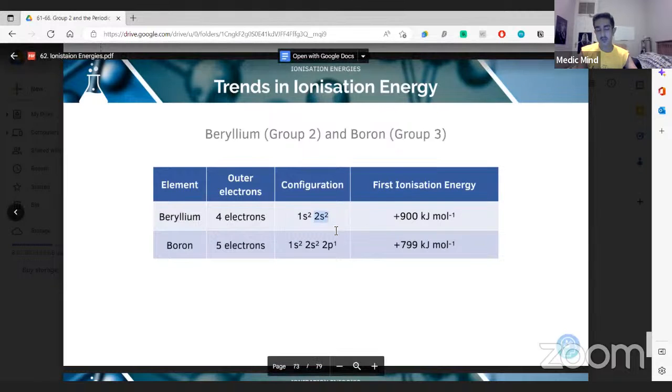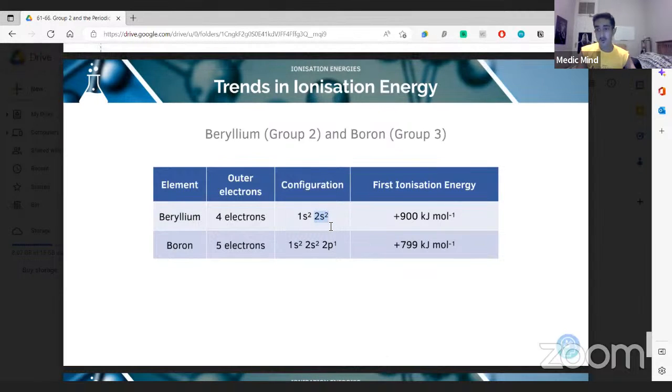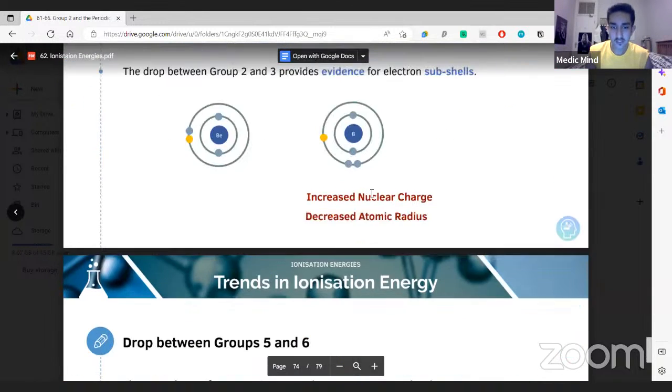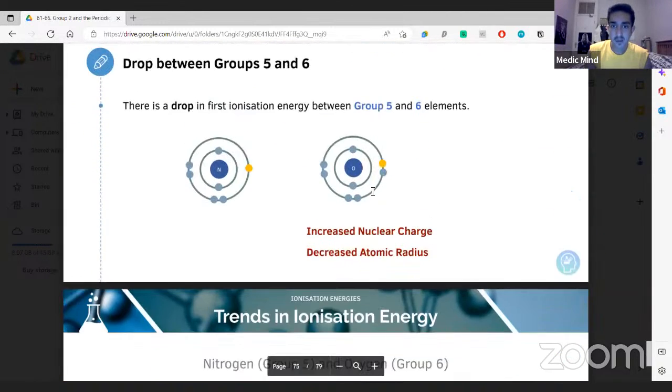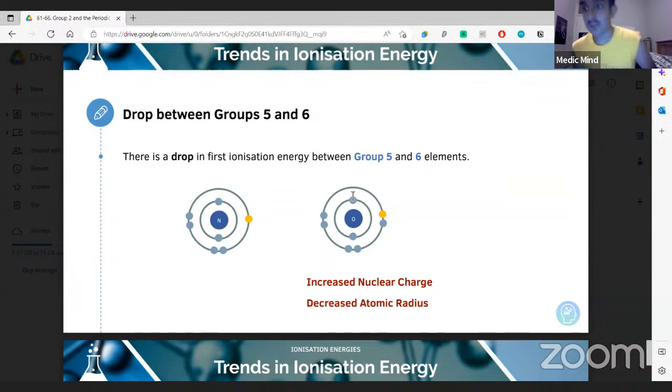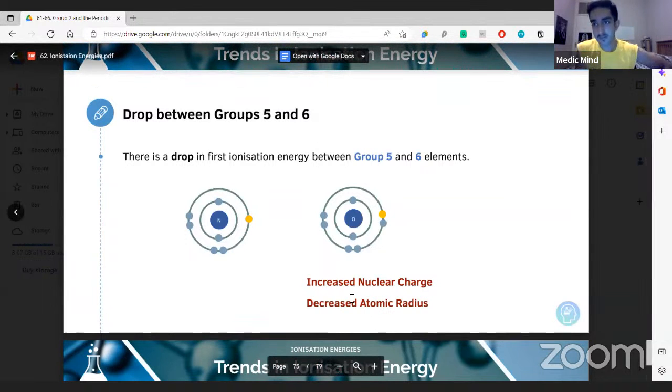So that S2 is full, it's stable, but that P1 is an unopposed electron in a P subshell, which basically means that it's going to drop, because it's much easier to remove a single electron from a P subshell.